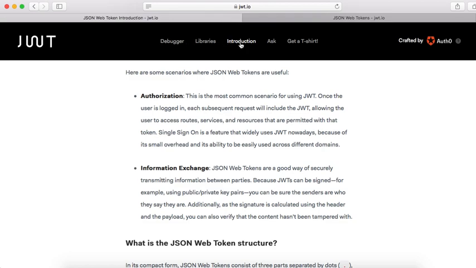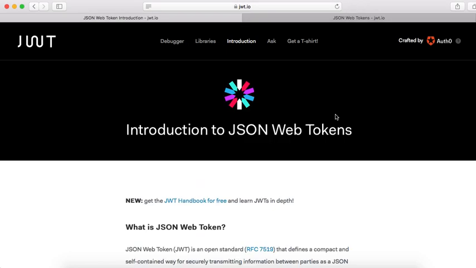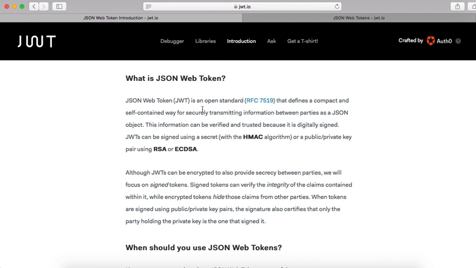The introduction tab of this website is a bit more useful. It says that it's an open standard, a compact and self-contained way for securely transmitting information between parties as a JSON object. Now let's keep aside this open standard part, because we understand it's an open standard and there is a specification written for JWT. But we are interested in the other three parts.